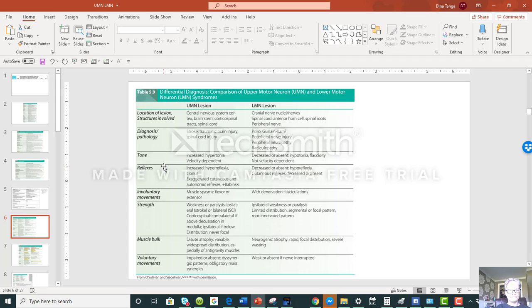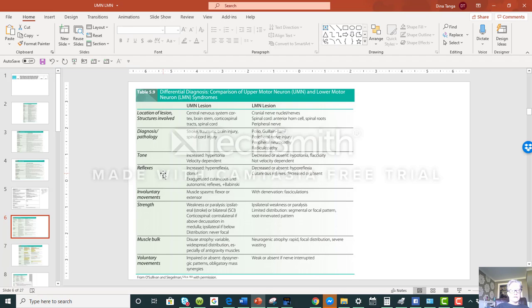Tone. Like we said, those uppity people, boy, they're just spastic. So the tone's going to be increased. Hypertonia, which is velocity dependent. So spasticity is velocity dependent. The lower motor neuron lesion is decreased or absent. Hypotonia, flaccidity, they're just kind of hanging out there like no big deal.